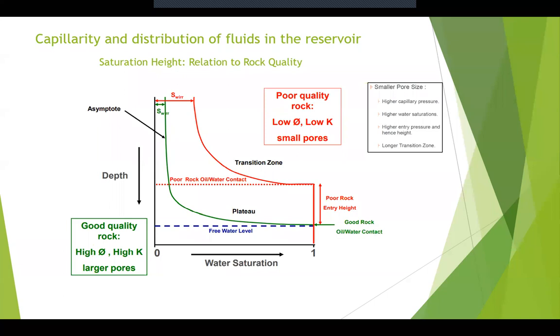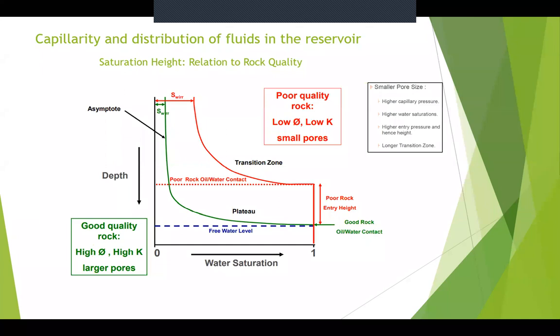So the first question is, what's the importance of borehole seismic?